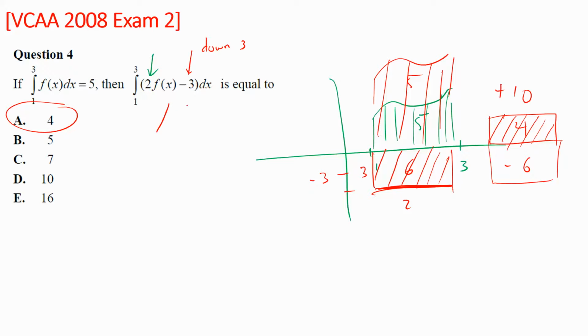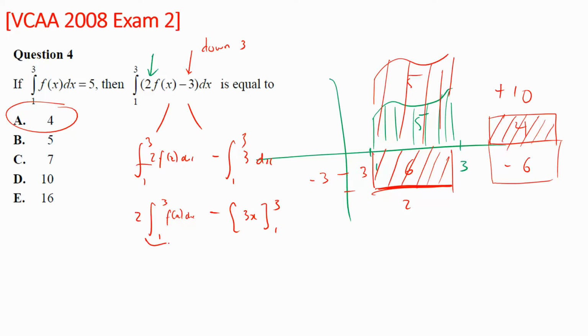You can split this up into two integrals, 1 to 3 of 2f of x dx minus 1 to 3 of 3 dx. And you see it's the same thing, minus the integral of 3, which is 3x, from 1 to 3. And this you can write out as, take out the constant 2. And we already know this is 5, so 5 times 2 is 10. Minus, and you sub 3 in, that gives you 9. Sub 1 in, that gives you 3. So 9 minus 3 is 6, which is what I was saying here.